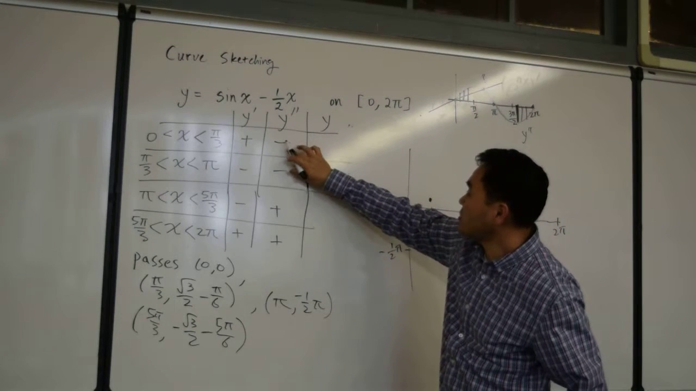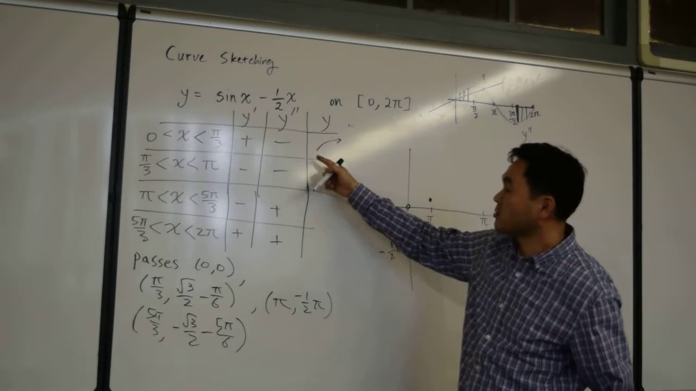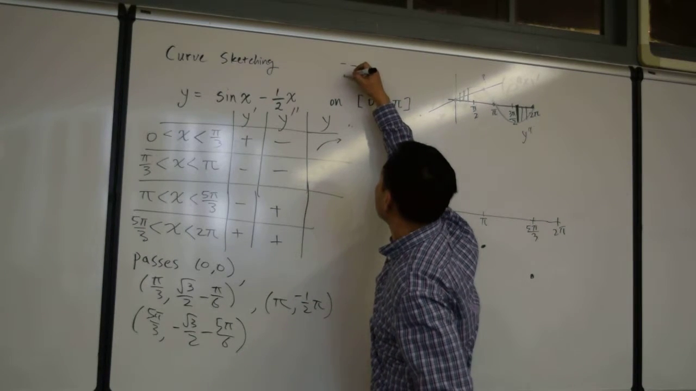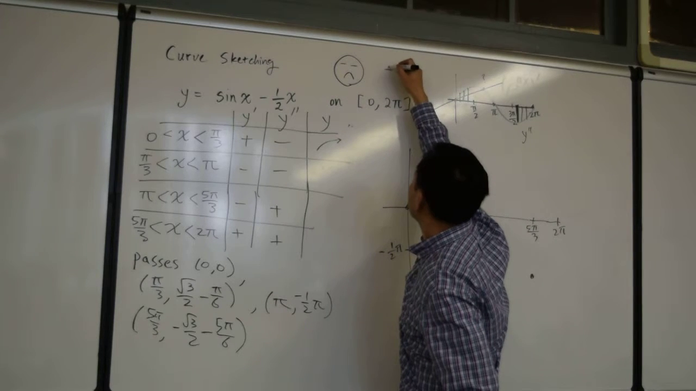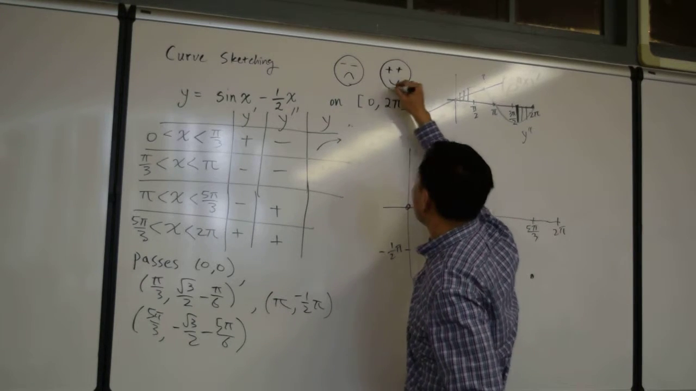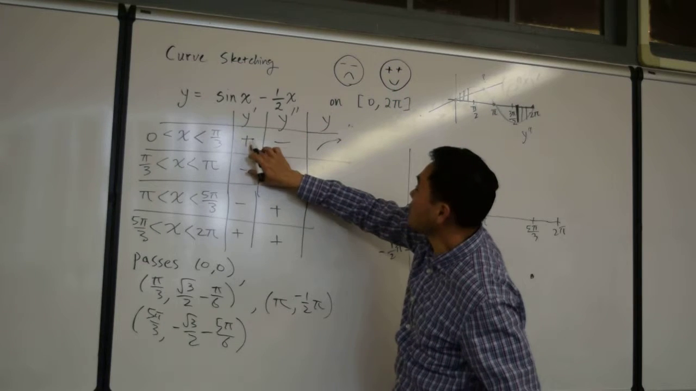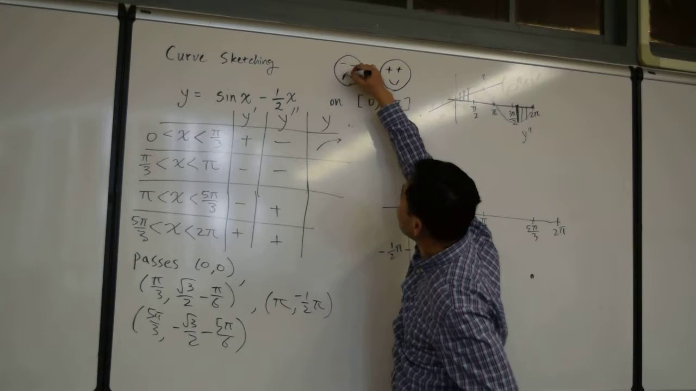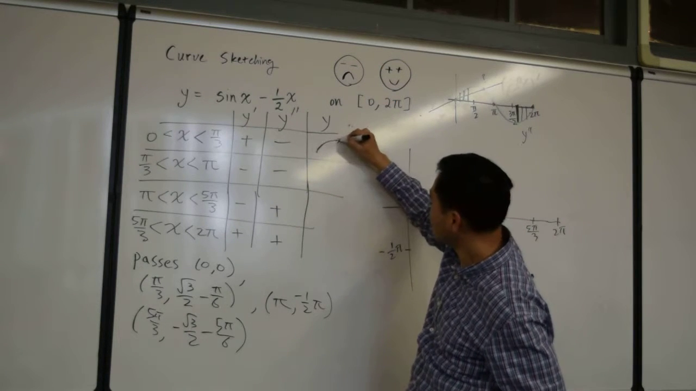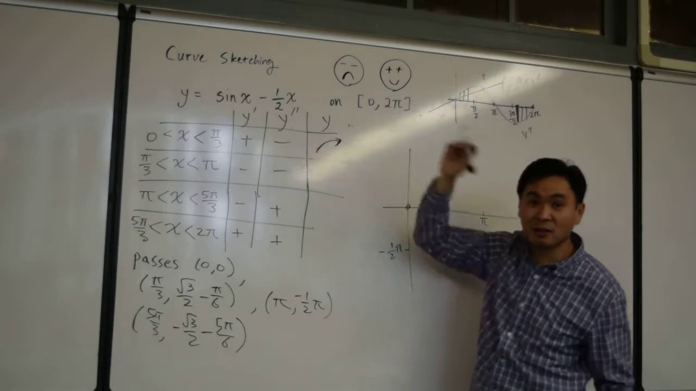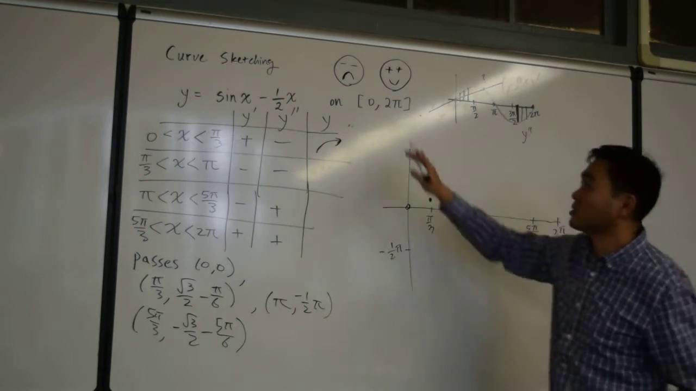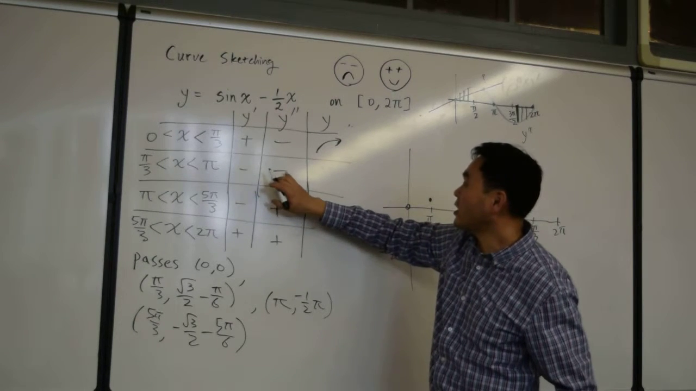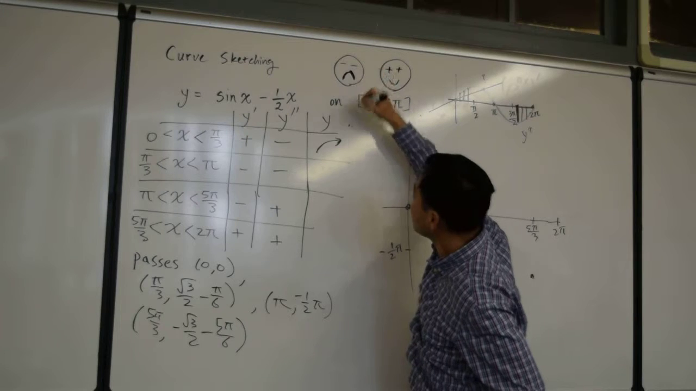And then let's figure out the behavior of y. Y double prime being negative means it's a frowning face, right? And if y double prime is positive, it's a smiley face. So if it's increasing and y double prime is frowning, it's like the left side of this frown, just like this. So you can look at this and figure out the shape just by looking at this diagram. Okay? Negative, negative, so it's decreasing and still frowning, so it's this part.